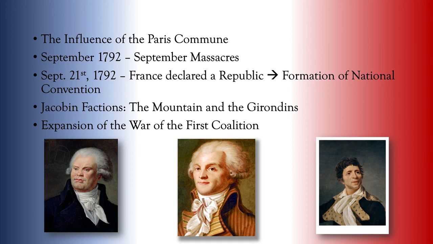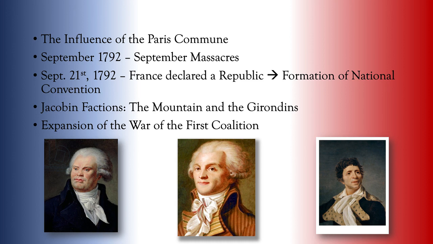The Mountain came to represent the most radical Republicans, those who represented the urban workers of Paris. The leaders included Danton and Robespierre. They were members of this group, and they got the name the Mountain because this group of men sat on the uppermost left-hand benches of the assembly hall. So they sat at the very top, so it looked like they were sitting up on a mountain. The other faction that begins to emerge was known as the Girondins.